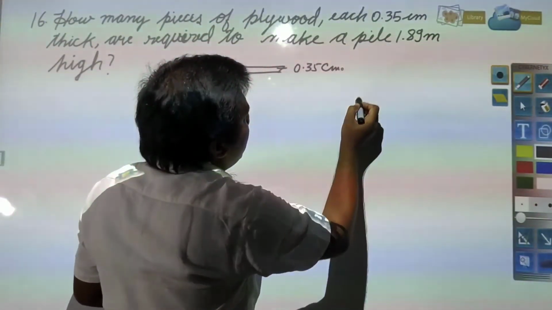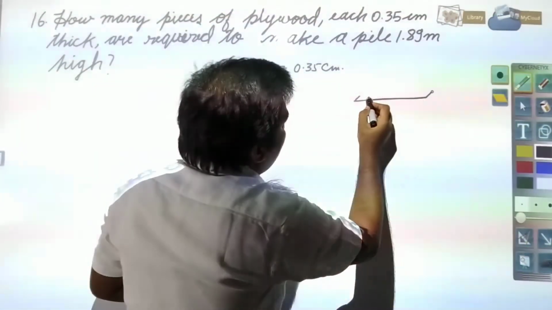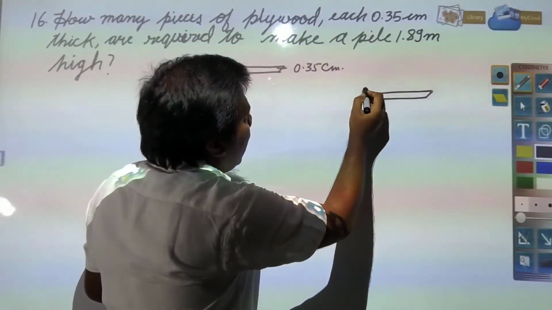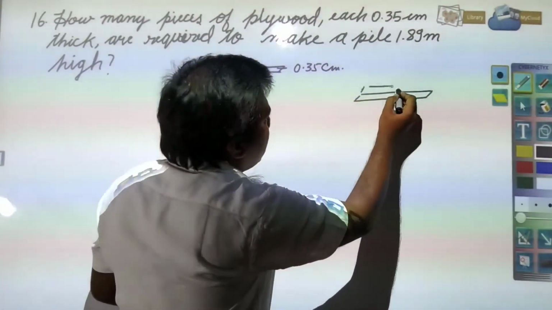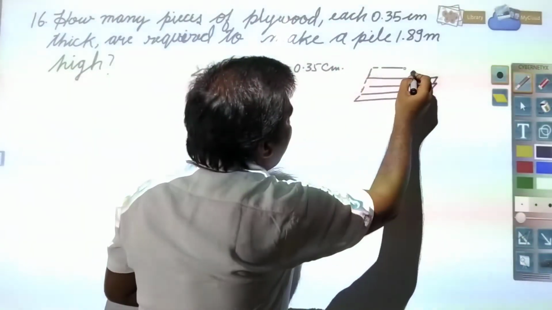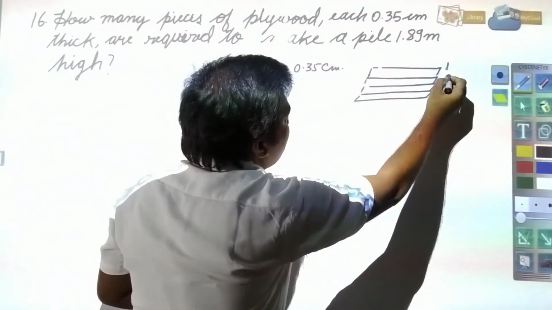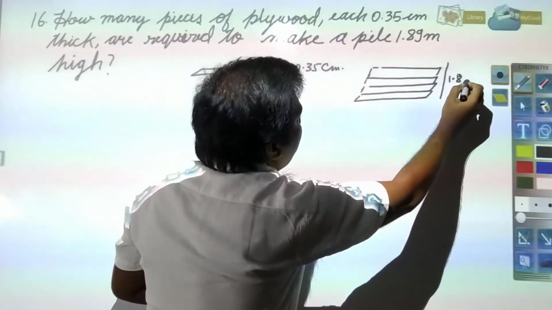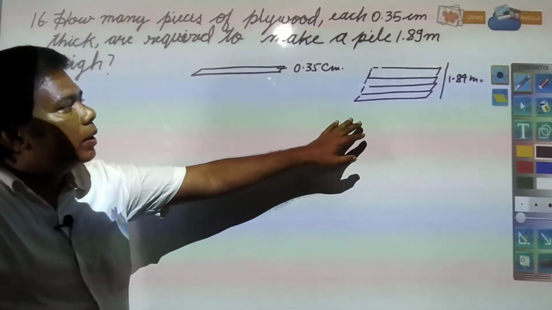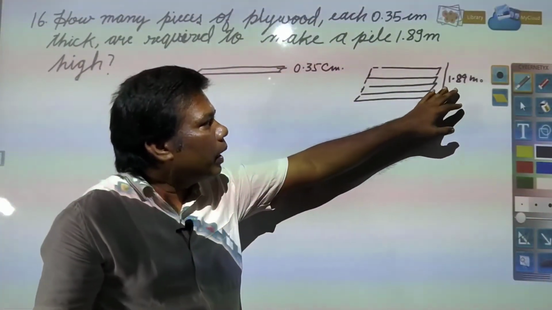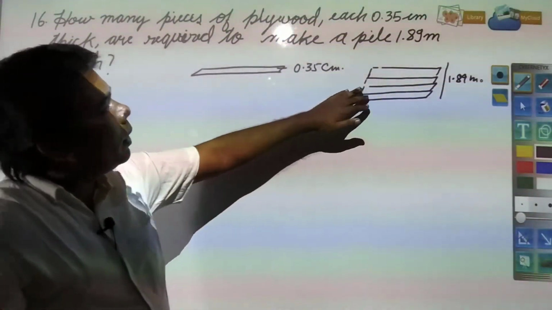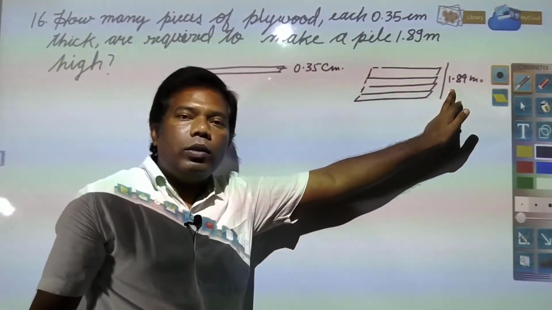So suppose this is your first sheet, that is 0.35 centimeter. Again more sheets are being kept over here, like this. Here it will be kept more sheets like this. So number of sheets will be kept, and height should become 1.89 meter. It means 1.89 meter is required to be converted into centimeter, so you will get 189 centimeter. So now how many pieces will be required to make this pile of this height, you need to find out.